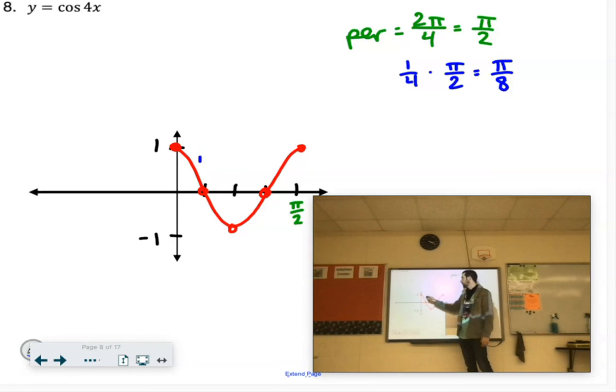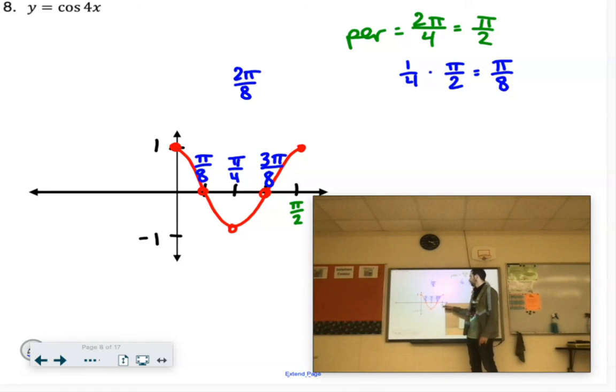So this is 1 pi over 8. This is 2 pi over 8, which reduces to pi over 4. This would be 3 pi over 8. And this would be 4 pi over 8, and 4 over 8 reduces to 1/2, so you get that pi over 2 there. Done! It's not too terrible, right?